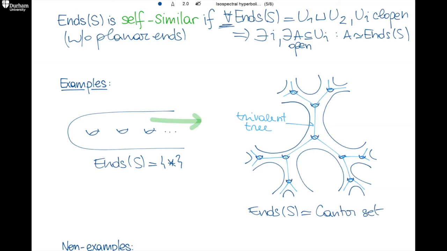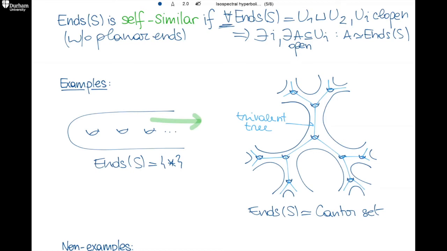So here the self-similarity is the self-similarity of a Cantor set, in the sense that if I have a Cantor set, I know that if I split it into two pieces that are closed and open, they're both going to be Cantor sets. So in that case, again, it's satisfied in a very easy way, because if I split the space of ends into two pieces, each of them is going to be homeomorphic to the full space.